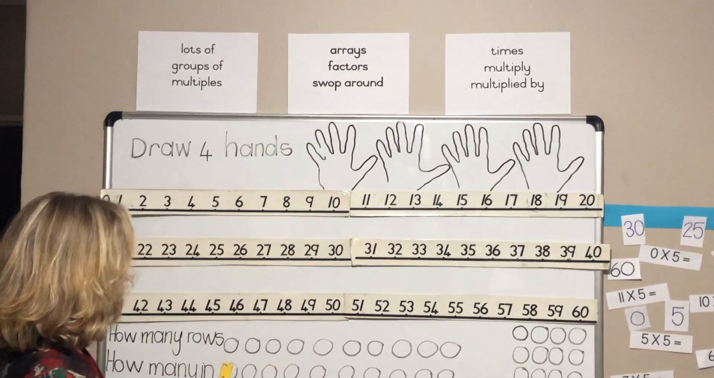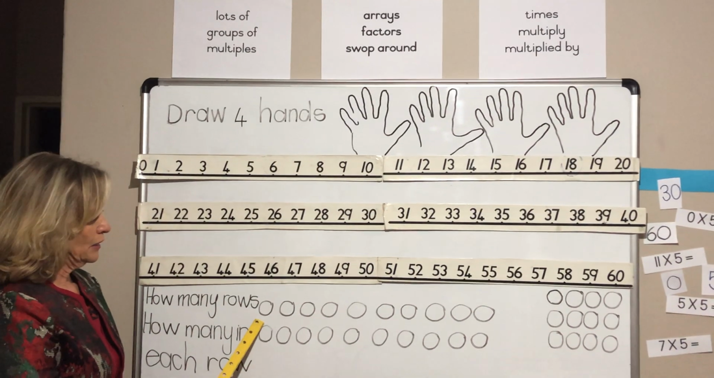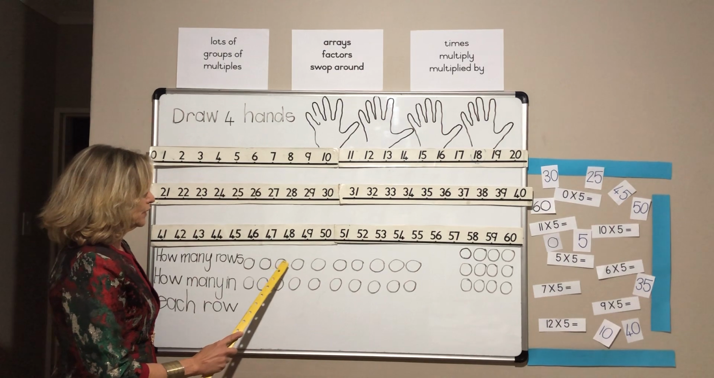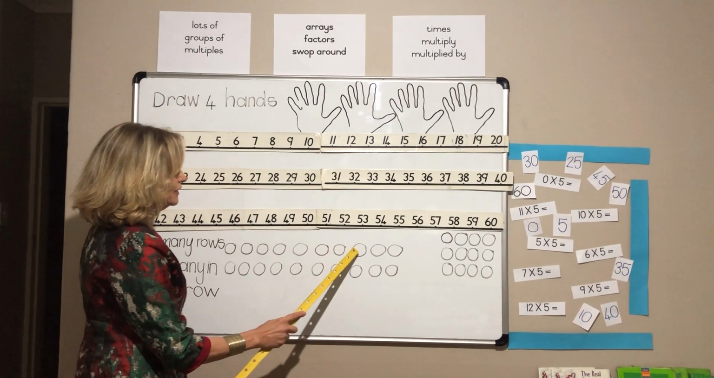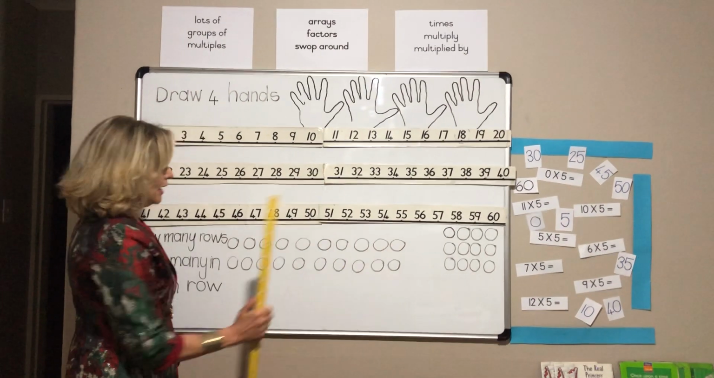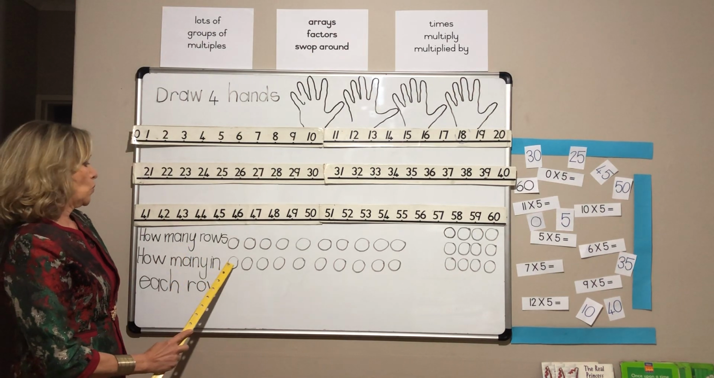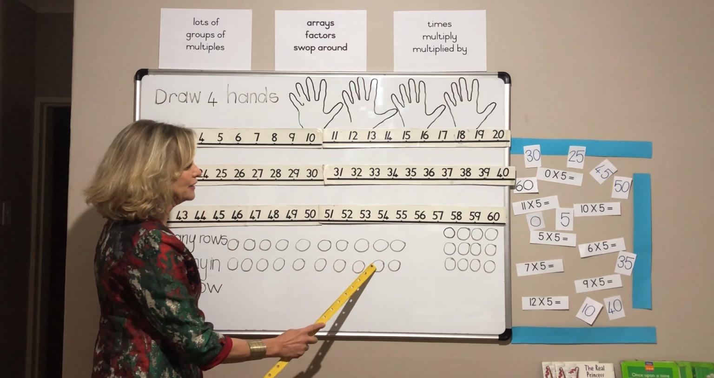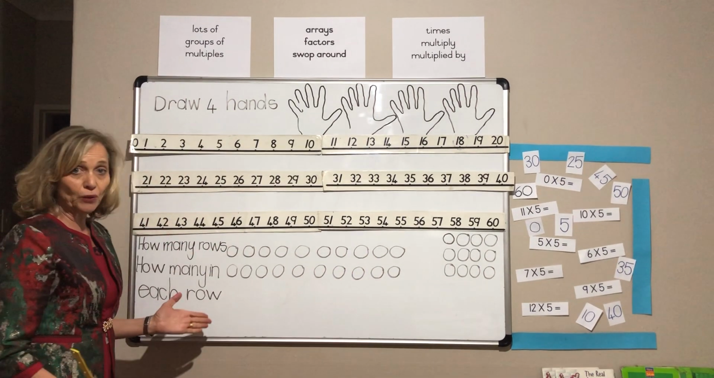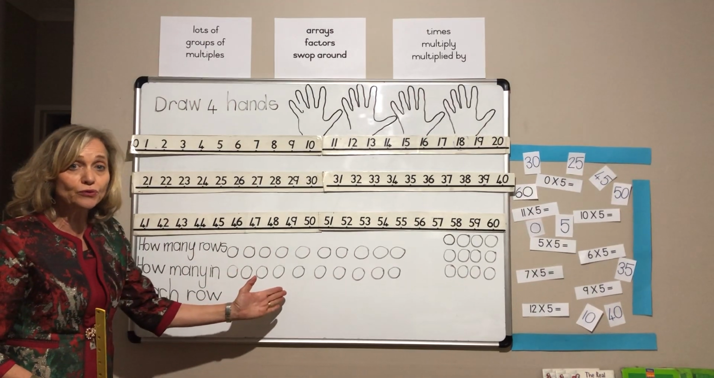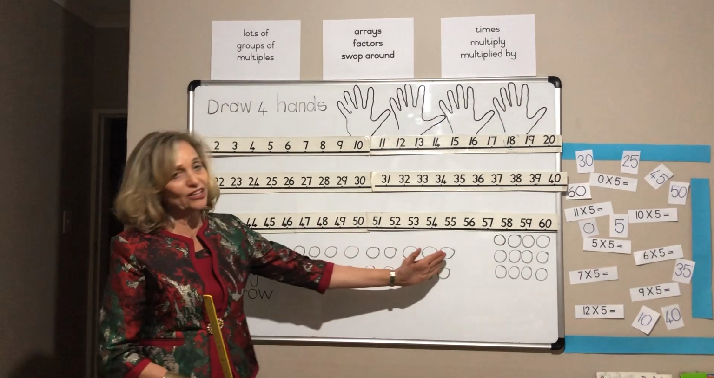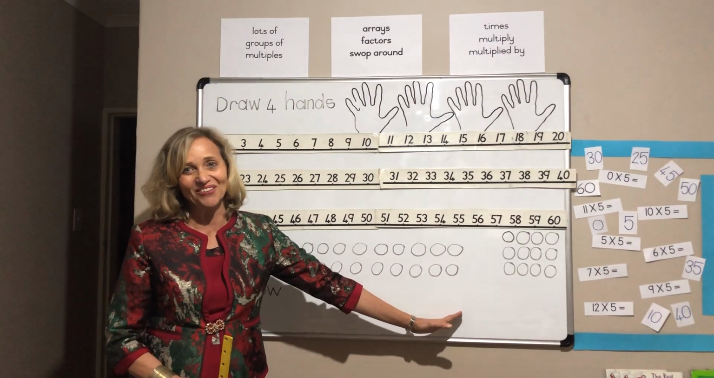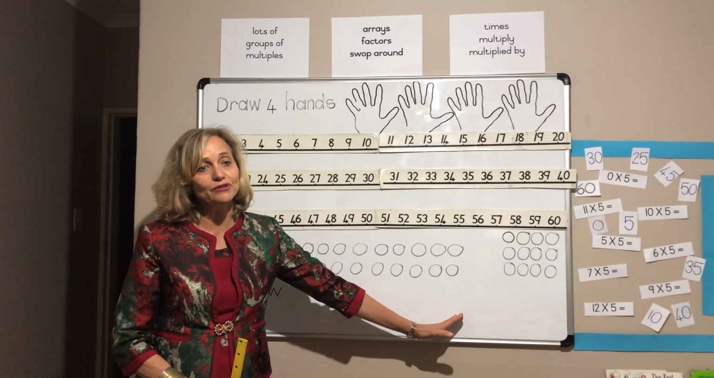Arrays. Arrays has to do with rows. Now, let's count this together. 1, 2, 3, 4, 5, 6, 7, 8, 9, 10. And another row of 1, 2, 3, 4, 5, 6, 7, 8, 9, 10. In other words, we have two groups with 10 in each, two rows with 10 in each row. And that's when you refer to arrays.